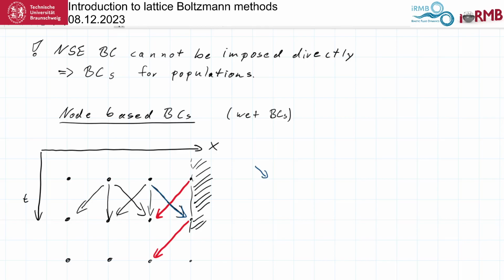So say this, for this node here, for the boundary node, this would be a pre-collision at the boundary, so F, and the other one would be a post-collision at the boundary node, so an F star.